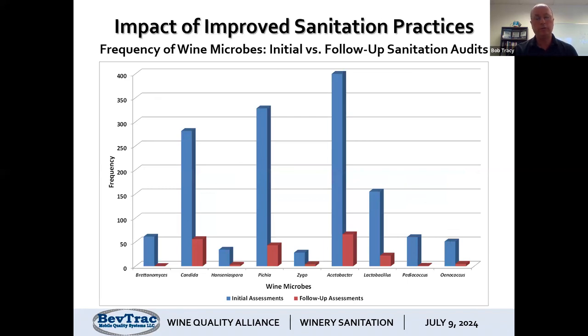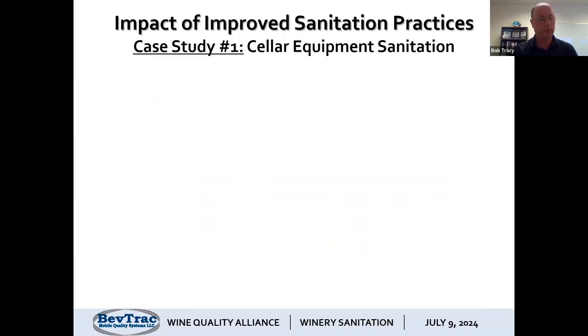This slide shows you the actual wine spoilage microbes, and what they look like during initial assessments, the average level during initial assessments versus follow-up assessments. And again, for all of the major wine spoilage microbes, there's a dramatic drop in these during the follow-up assessments. So this is one particular winery where they improved their sanitation practices, and you can see the difference in microbial loads after they've improved the practices.